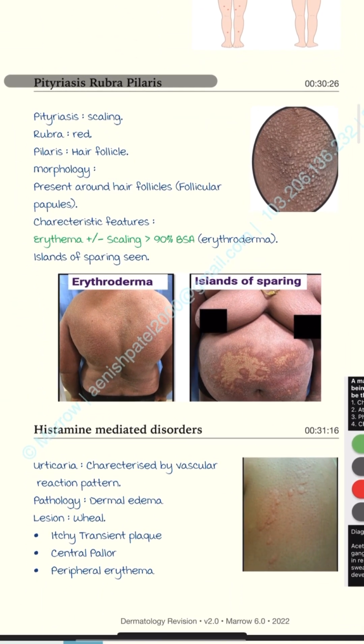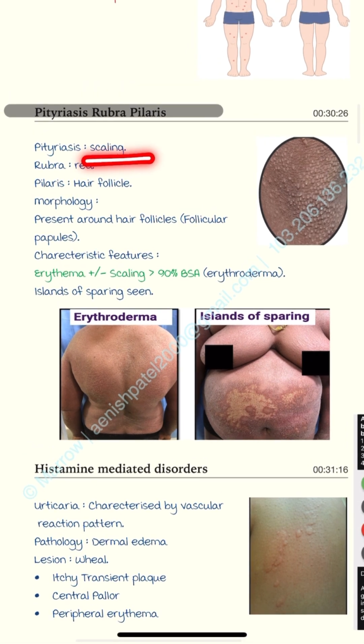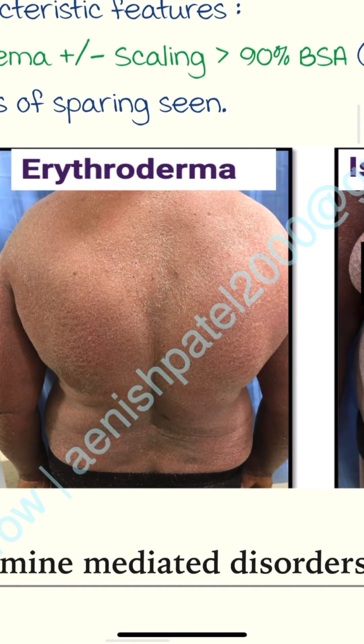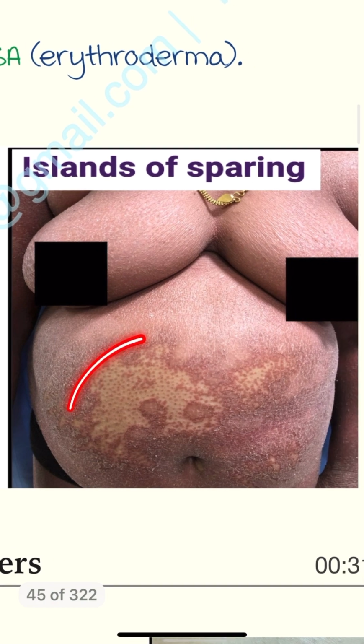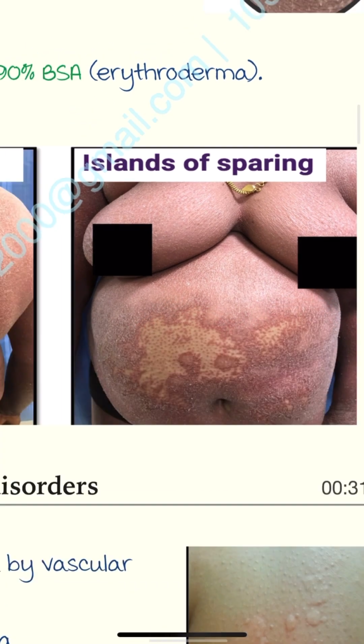Next topic is pityriasis rubra pilaris. It is scaling of red color and of the hair follicle. It is present around the hair follicles as follicular papules, and it is erythema, plus or minus scaling, of more than 90% of the body surface area in erythroderma. Islands of sparing are seen. See, this is erythroderma and islands of sparing can be seen.